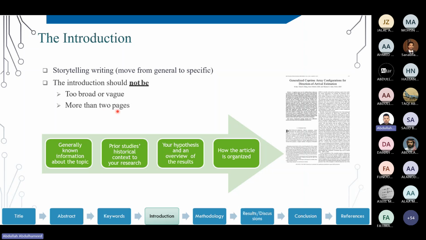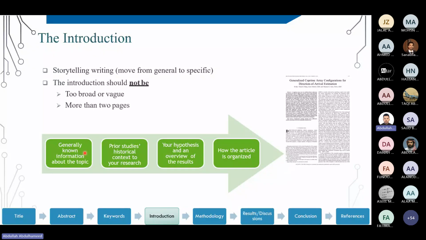Now, let us take the steps, or what you should actually start with. Yes, I say from general to specific. Maybe I need to explain this more to you, how we start from general to specific. For example, number 1, generally known information about the topic. First, you will start very general. Okay, I will give an example on the next slide.